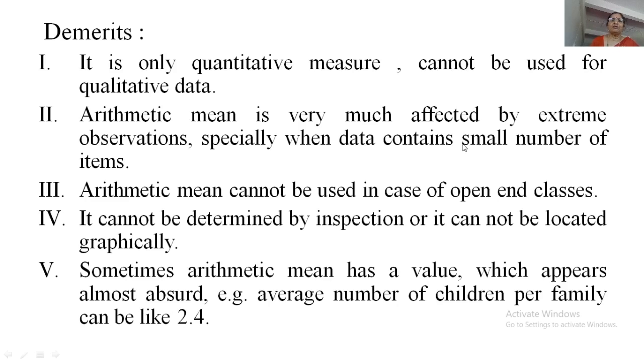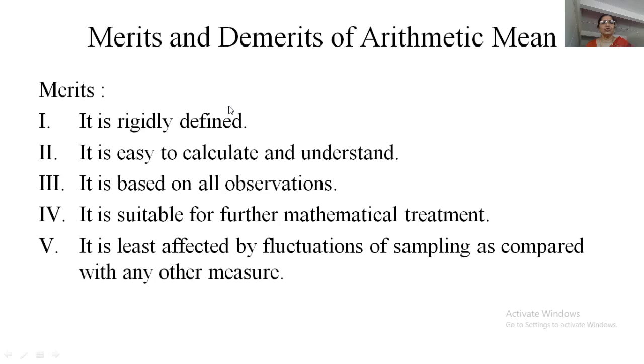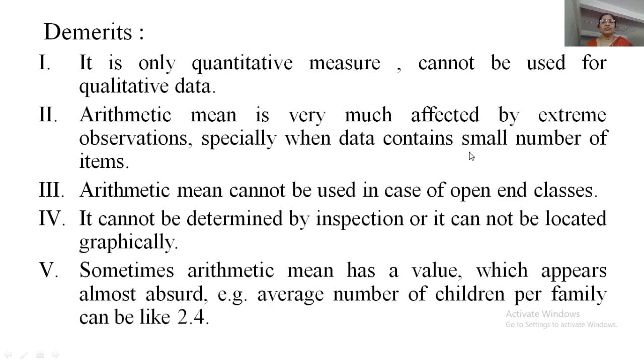There are some demerits of arithmetic mean, that is, it is a quantitative measure, and therefore when we have qualitative type of data, we cannot use arithmetic mean. And the most important demerit of arithmetic mean is that it is affected by extreme observations, or values which are very far away from the center, which we also call outliers. Okay, so the word for this extreme observation is outlier, that is, arithmetic mean is affected by outliers.